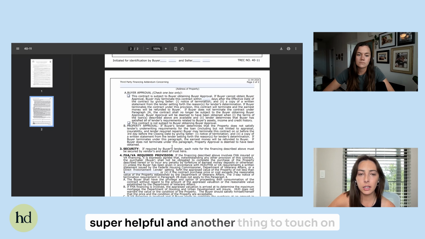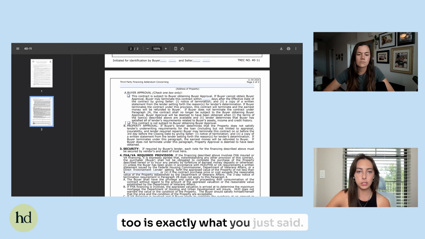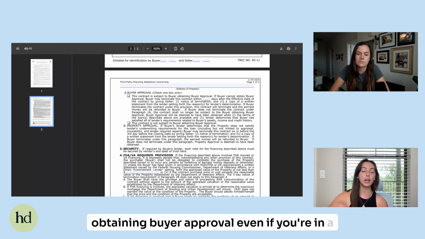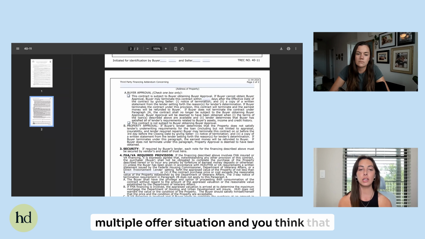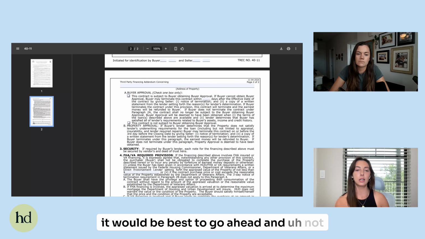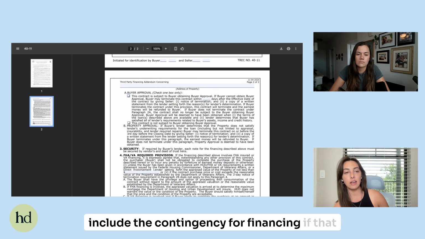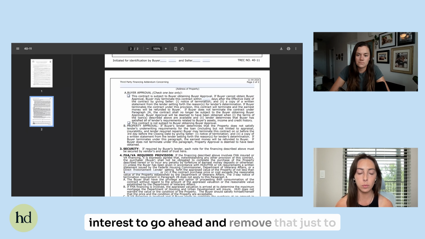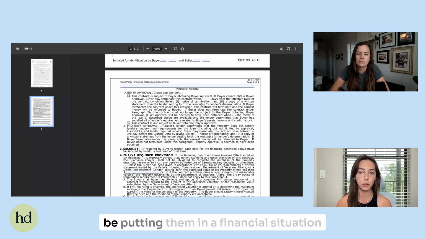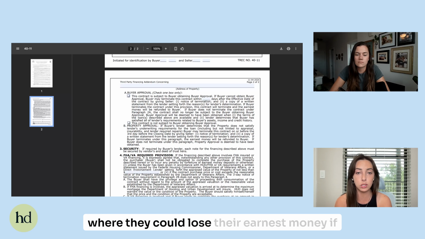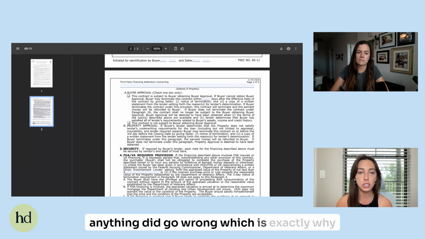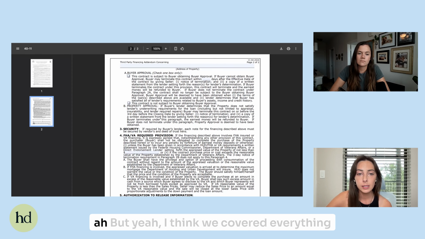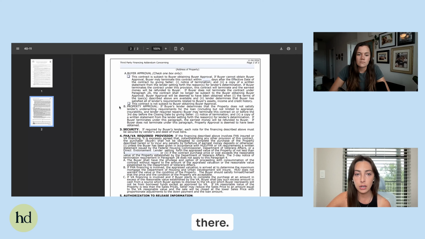Super helpful. And another thing to touch on too is exactly what you just said. So, this property is not subject to buyer obtaining buyer approval, even if you're in a multiple offer situation and you think that it would be best to go ahead and not include the contingency for financing. If that buyer has not gotten with a lender, it's not really in their best interest to go ahead and remove that just to make the offer better, because you can really be putting them in a financial situation where they could lose their earnest money if anything did go wrong, which is exactly why the blank subject to buyer approval is used most of the time. But yeah, I think we covered everything there.